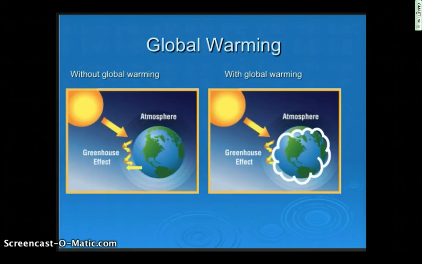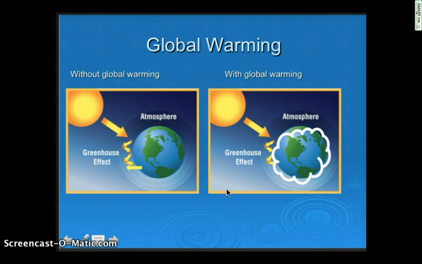So in the diagram you'll see below, without global warming, we have a greenhouse effect which is important to keep our Earth's temperature warm enough to be inhabitable. And some of that radiation gets trapped, but some of it can leave. So you'll see how the arrows point towards the radiation hitting the Earth's atmosphere, and a lot of that gets trapped while some of it leaves.